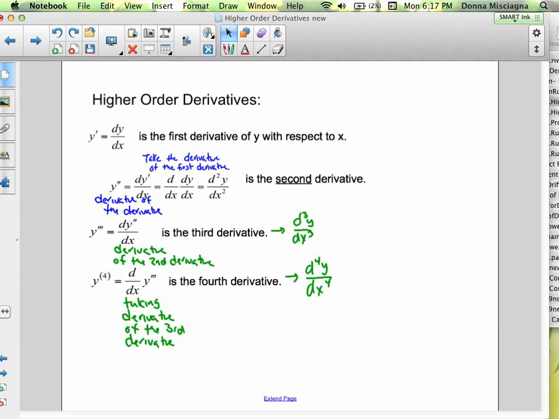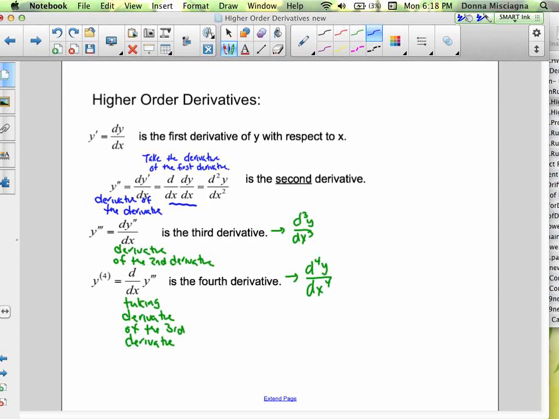So we have now dy prime, the derivative of y with respect to x. Essentially, that d dx just means take the derivative. So all this part here means is we are taking the derivative of the first derivative, which is the second derivative, d2y dx2. When you see that notation, it means take the second derivative, or find the second derivative.